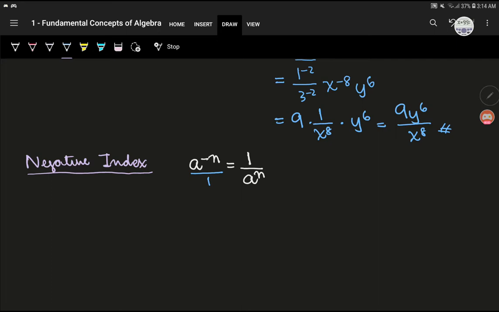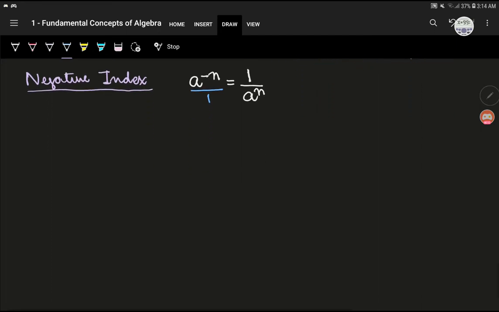Okay. So we have negative index. Another kind of index besides negative index is rational index. What I mean by rational index is, let's say you have a to the power of 1 over n. Now our index is in the form of a fraction, 1 over n. What we can do here is convert it to the surd form, the nth root of a.